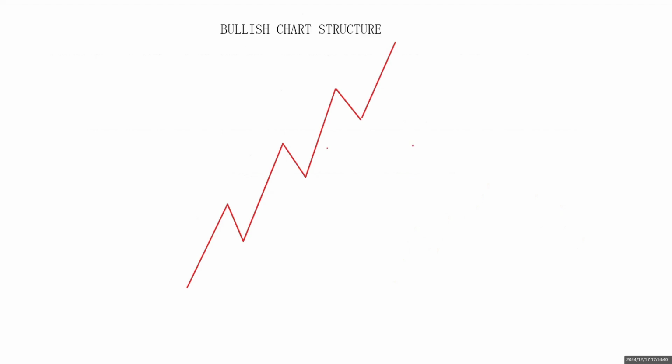For example, this high right here is a higher high because it's higher than this. This is a higher high because it's higher than this, and this is a higher high because it's higher than this. This is a higher low right here because it's higher than this. This is a higher low because it's higher than this. Okay, this one right here is actually a higher high. This is the lowest higher high right here that executed into this.